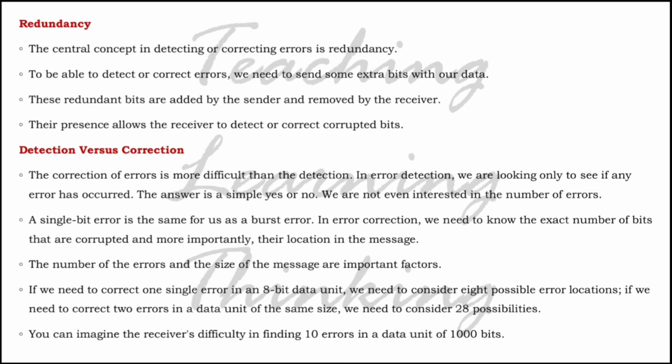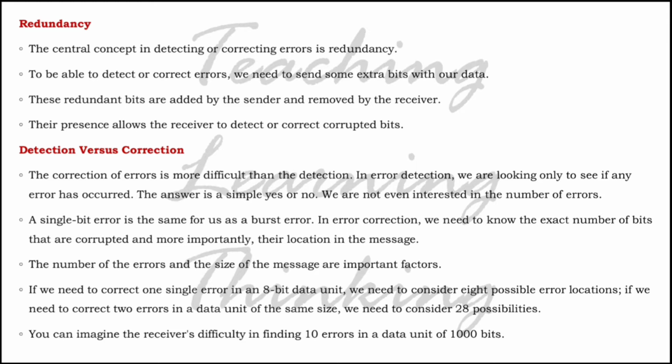Redundancy is the central concept in detecting or correcting errors. To be able to detect or correct errors, we need to send some extra bits with our data. These redundant bits are added by the sender and removed by the receiver, and their presence allows the receiver to detect or correct corrupted bits. Next, detection versus correction. We already said error control has two characteristics, error detection and error correction, so now we compare them.